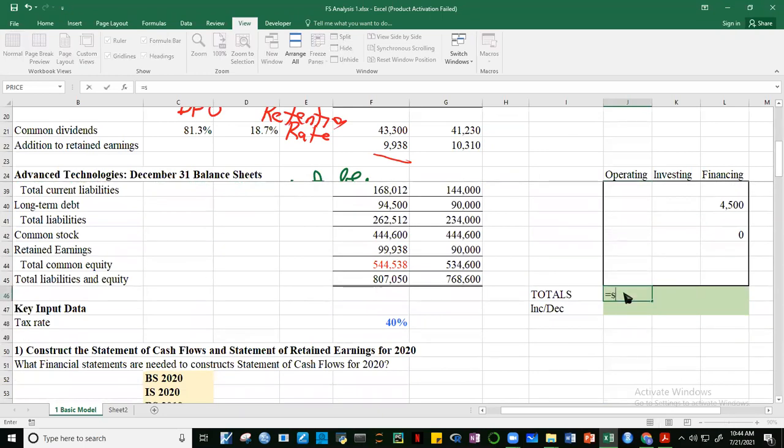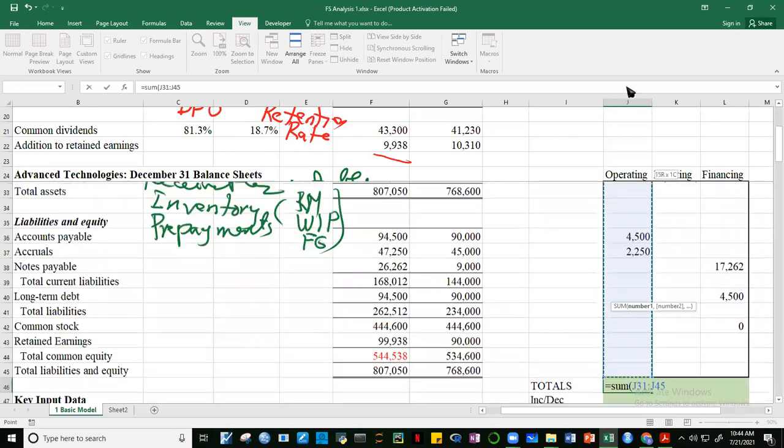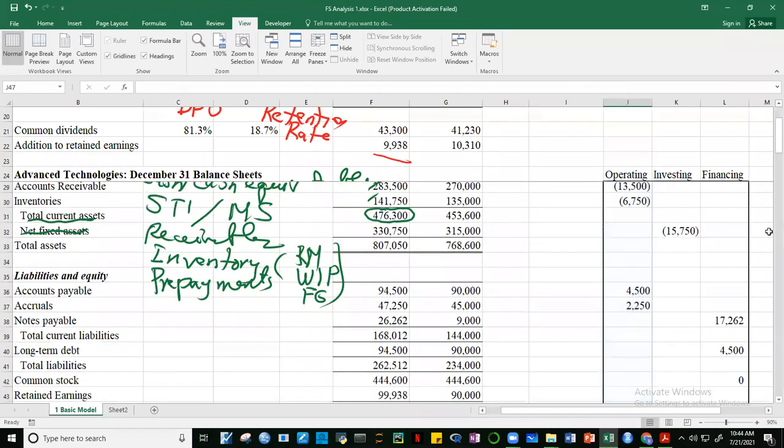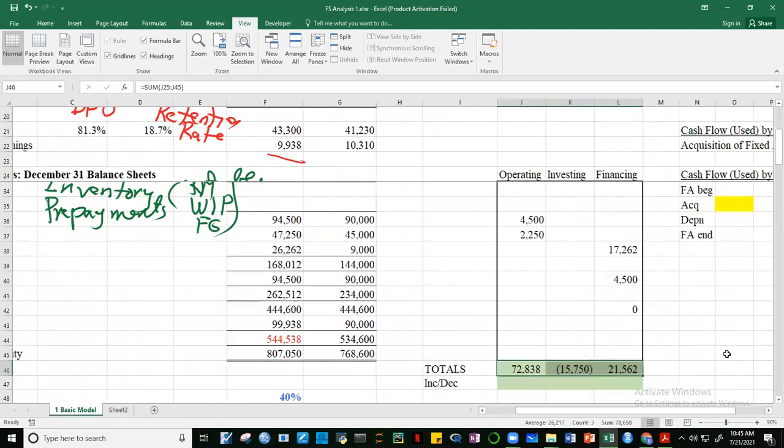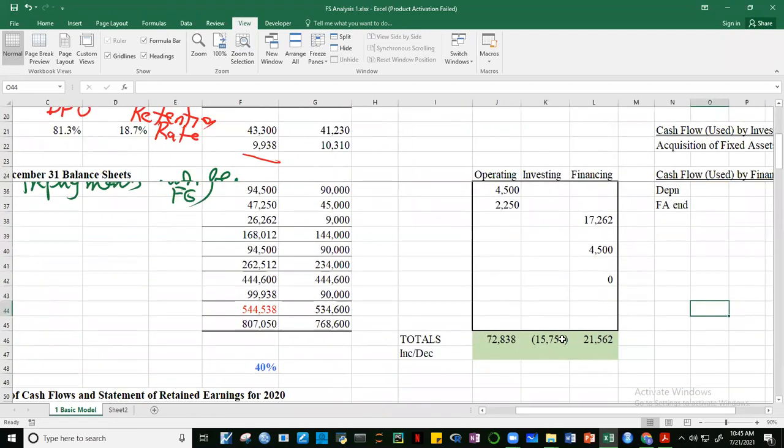Yung totals natin is equal to sum ng operating. Okay. 72838. Ito lahat ng sum, source of cash ng operating. Bakit source of cash? Kasi positive, no? Copy to the right. Okay, pause muna ako. Did you get this, guys? We'll end here, no? 72838, negative 15,750. Ibig sabihin, use of cash sa investing, source of cash sa financing. Did you get that, guys? Yes po. Okay, ano yung net niya?